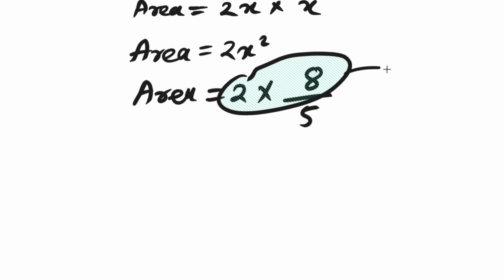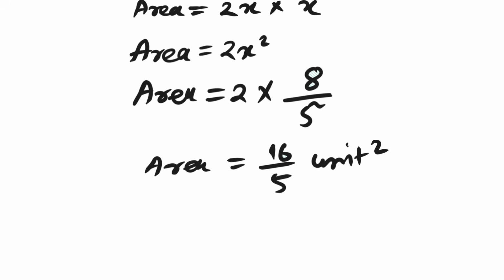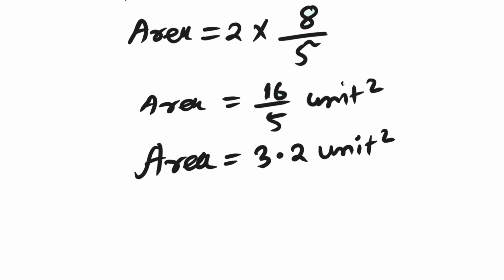Multiplying 2 by 8 gives 16. So the area equals 16 divided by 5 square units. If we convert that fraction into a decimal, 16 divided by 5 equals 3.2. Therefore, the area of the shaded region is 3.2 square units.